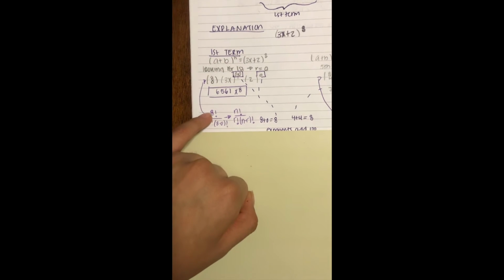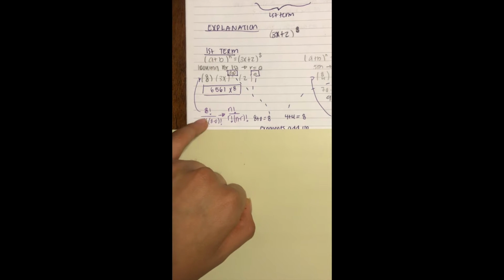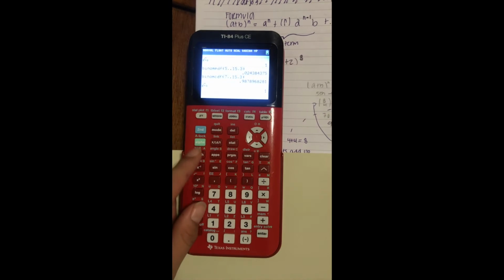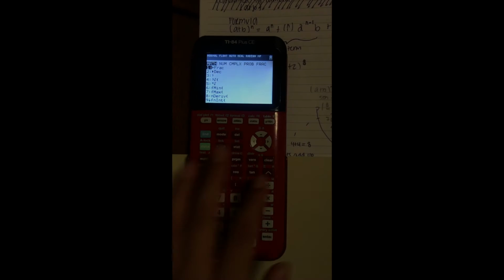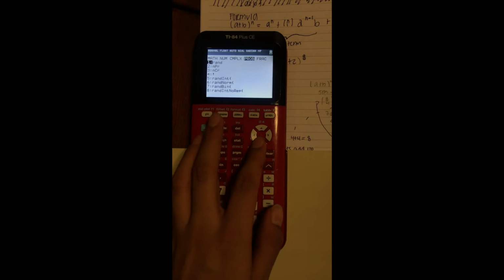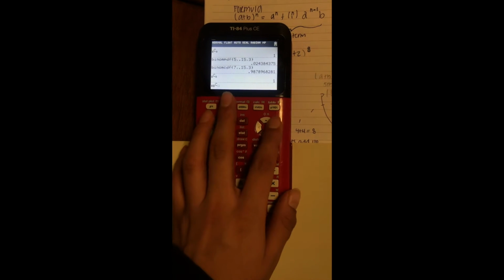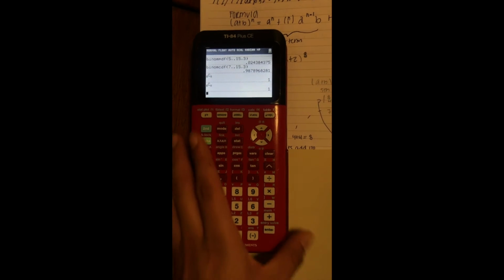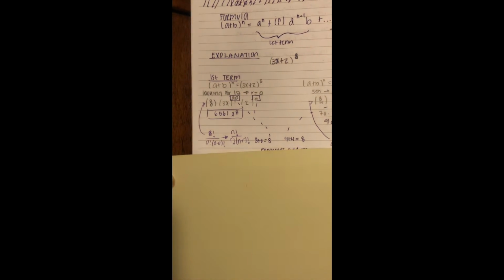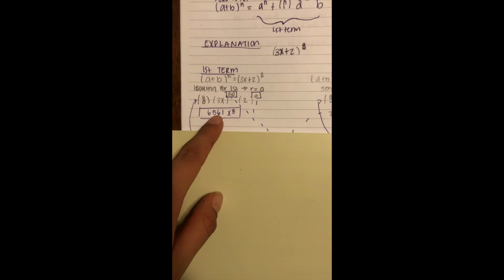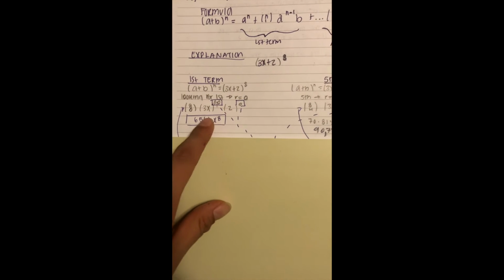In general, this is representative of your n value, this is your r, and this is your n minus r. We can do this on our calculator by going to math, then probability, then n choose r. We put 8, then 0, and we get 1. Overall, when we calculate, we should get 6,561 times x to the 8th power.